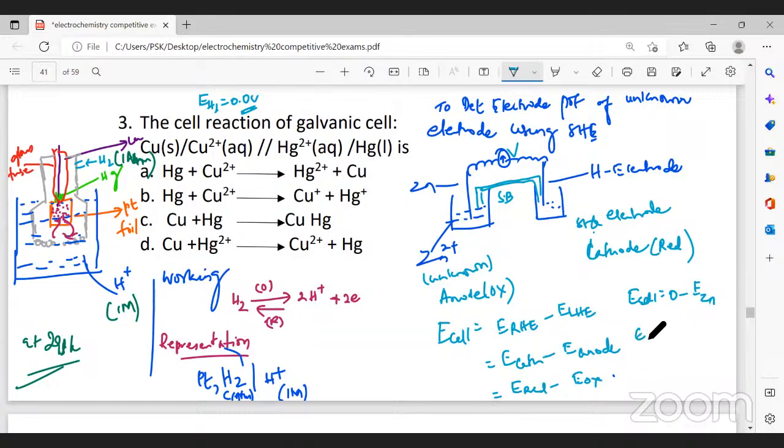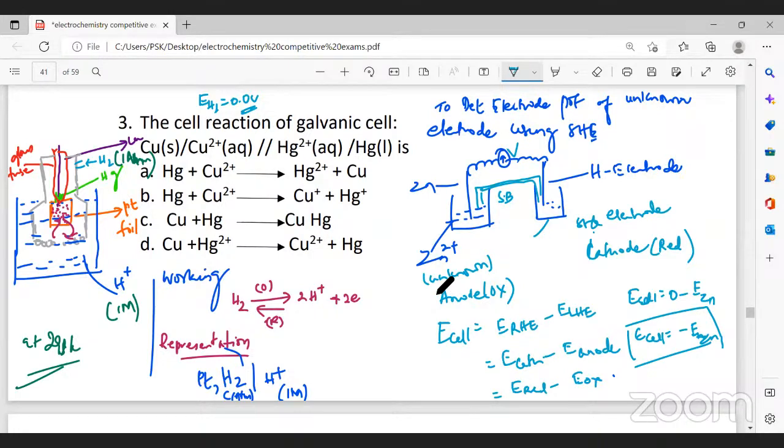So what will be the E cell? Whatever you measure is nothing but the potential of the zinc electrode. Did you understand? Because the hydrogen electrode is taken as 0, whatever potential we measure is due to the potential of the zinc electrode, the unknown electrode. Did you follow this? Yes, sir.